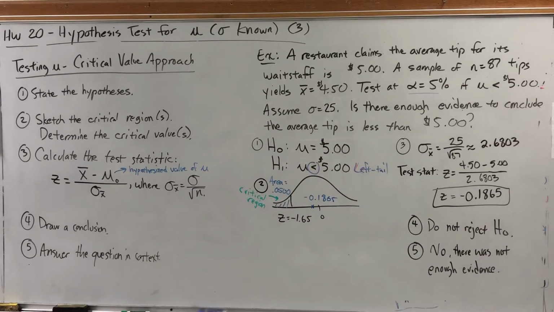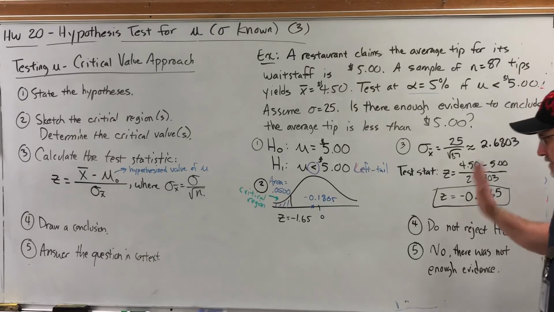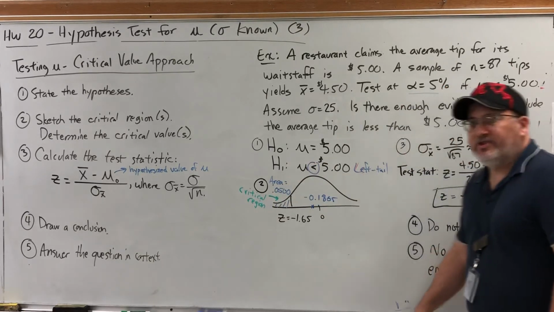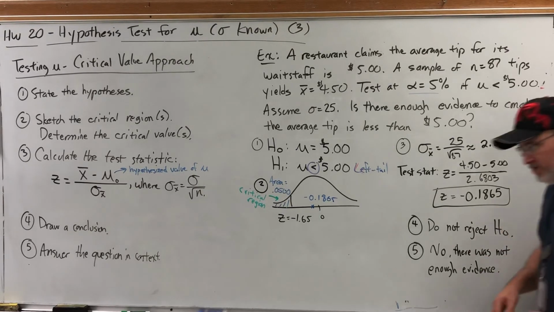Your third step is to convert what your sample gave you into a z-score. That's just an old formula. First find the sigma sub x bar and then convert the x bar to a z. Then you just compare your test statistic to your critical value. If it crosses beyond and goes into the tail, into the critical region, you reject the null, otherwise you do not. And then answer your question.